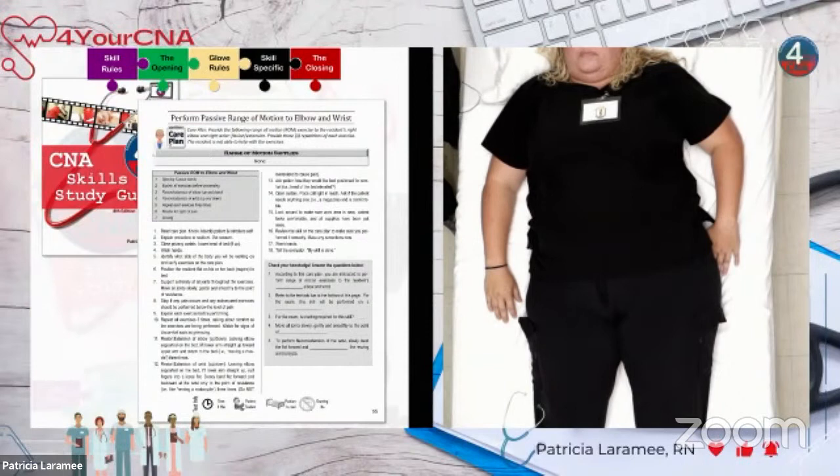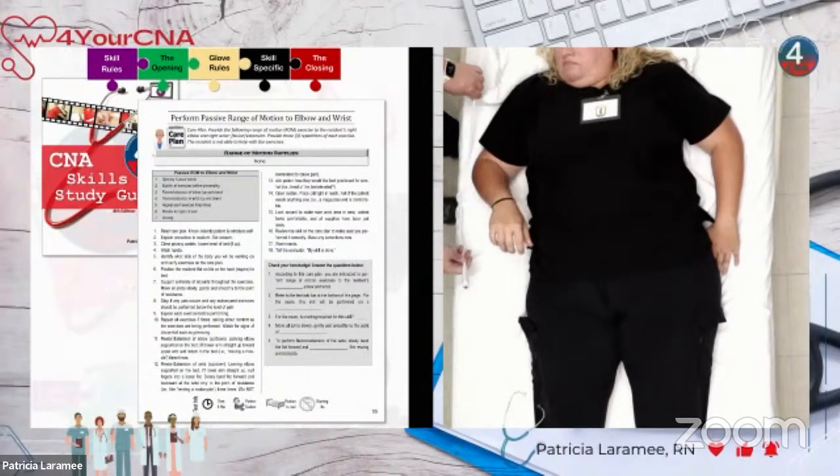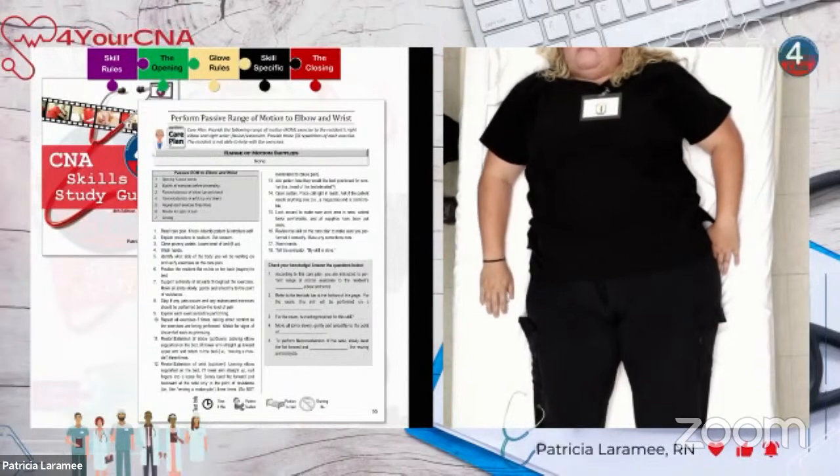Are you comfortable? Is there anything else I can get for you while I'm here? Okay, here's your call light. If you need anything at all, let me know. Environment is clean. Open the curtain. Wash my hands. Think about my steps. Make any corrections. I probably would go back and read that care plan one more time. And then tell the evaluator my skill is done. Thank you.